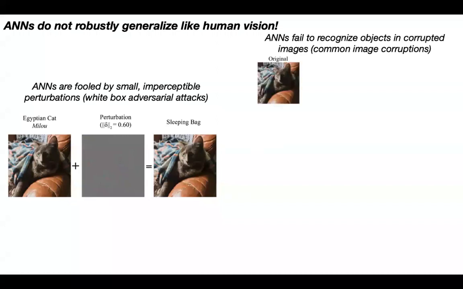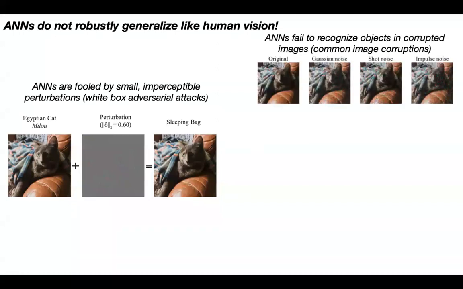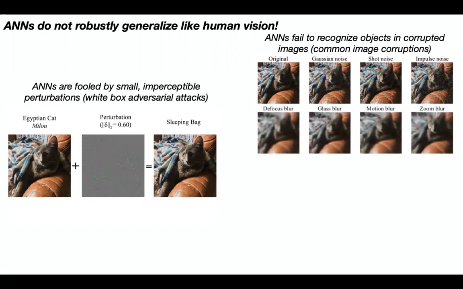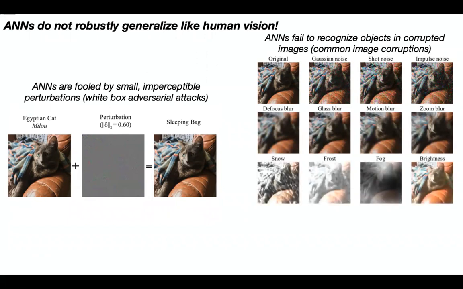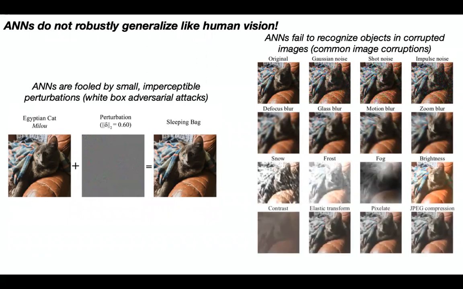And in addition, when we introduce not just random noise, but noise from different types of distribution, so either Gaussian noise, shot noise, impulse noise, or when we corrupt the image using other types of perturbations, such as blur, some weather effects or digital effects, while we still perceive that picture as containing a cat, most models that are trained in computer vision tasks fail to generalize for this type of perturbations.